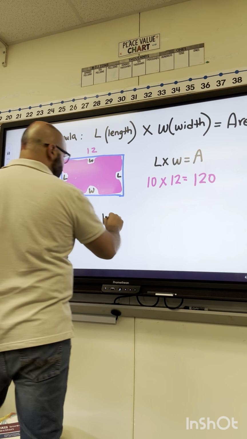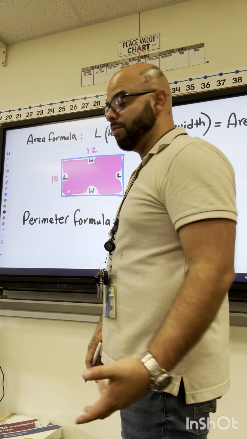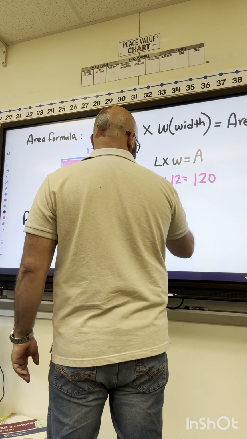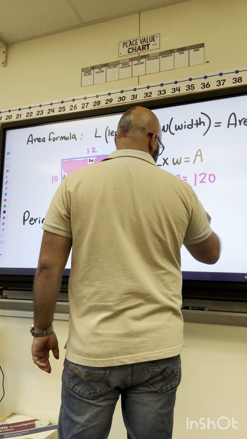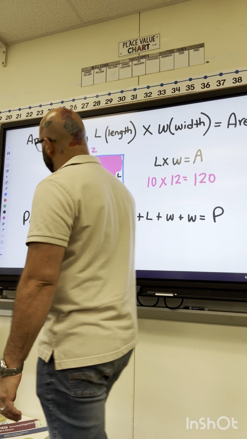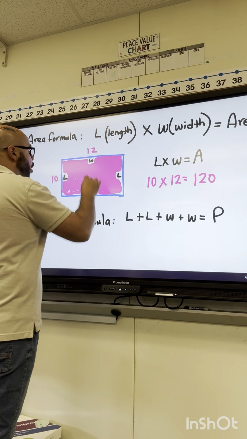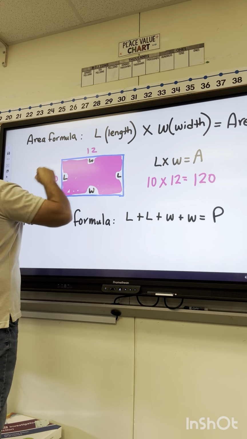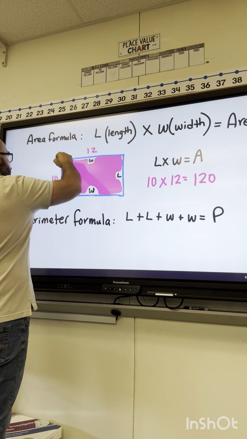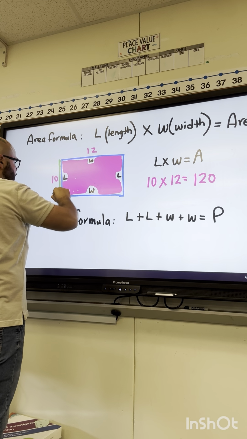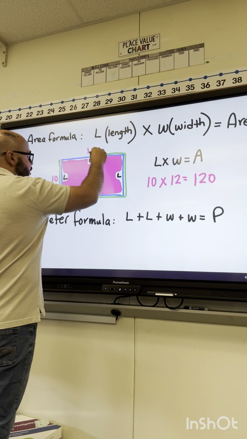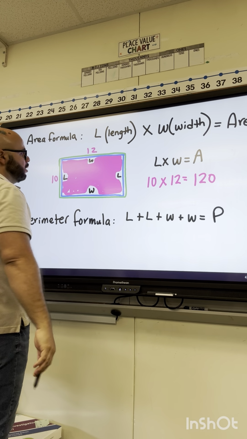Okay, the perimeter formula is actually pretty simple. It's length plus length plus width plus width will give you your perimeter. So it's basically just adding it? You're pretty much adding all the sides, okay? And the perimeter, let's use the same rectangle here. The perimeter is looking for the space around. The perimeter is just around the rectangle.